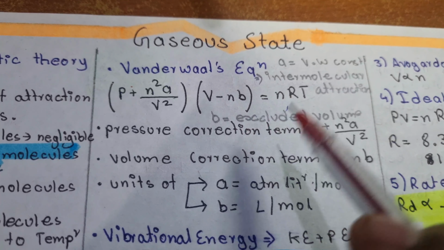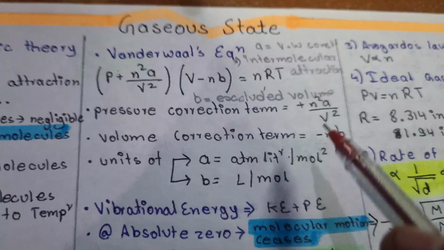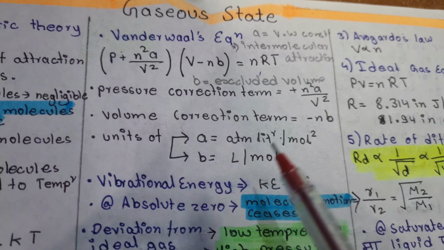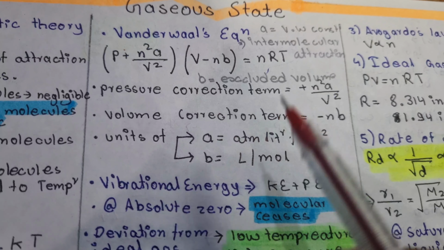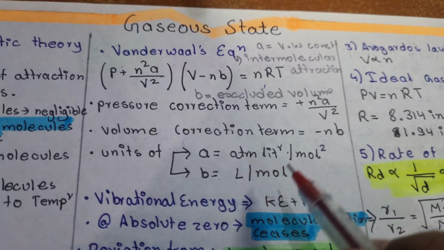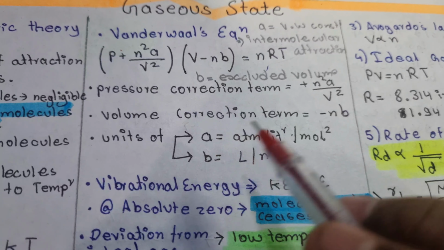What is b? b is excluded volume, which comes under the volume correction term, that equals nb. Now, unit of a equals atmosphere liter squared per mole squared. The unit of b equals liter per mole, oh sorry, liter into mole inverse.